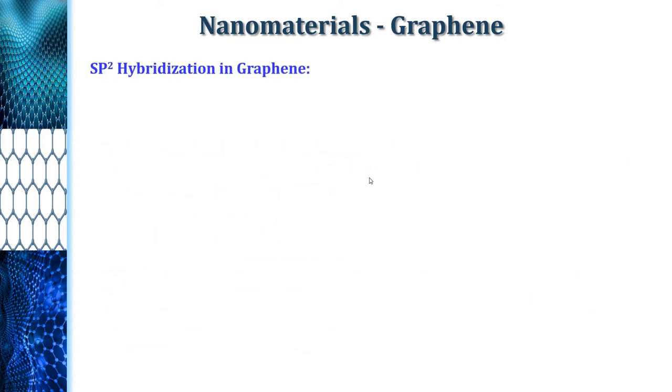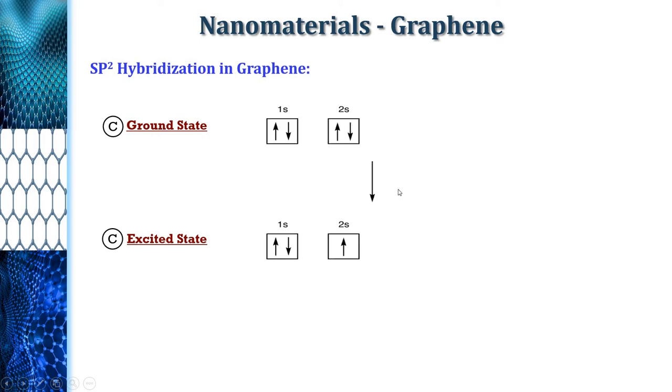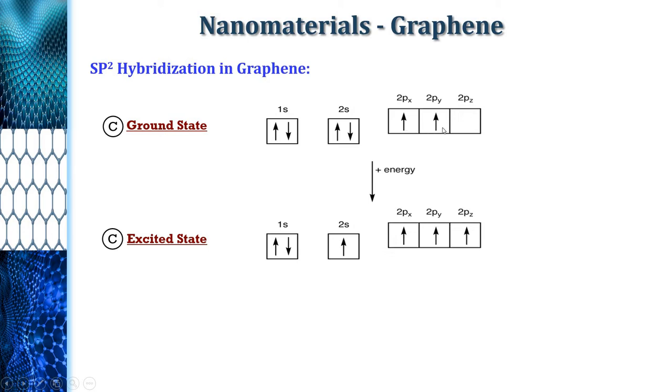Let us see how the hybridization takes place in graphene. The ground state carbon atom has the configuration 1s2, 2s2 and 2p2. The 6 electrons are arranged in this way. One of the p orbitals is empty in the ground state. But when this carbon atom gets excited, one of the 2s electrons is transferred to the empty pz orbital. Now there are 4 unpaired electrons in the excited state.